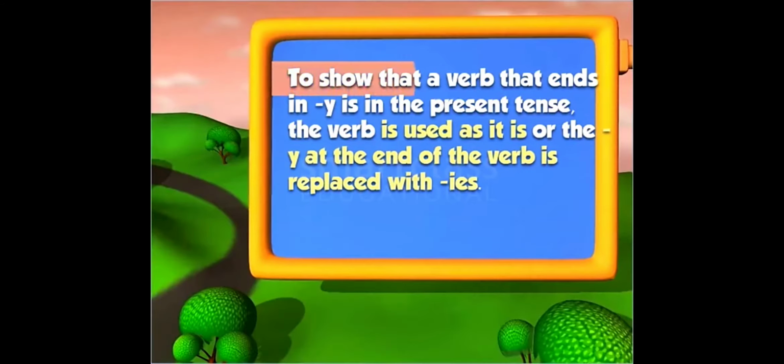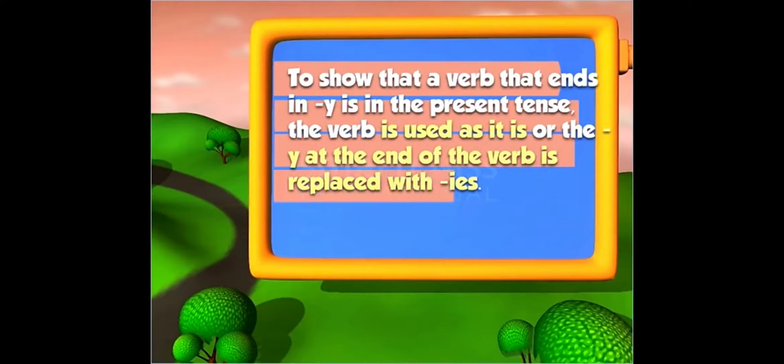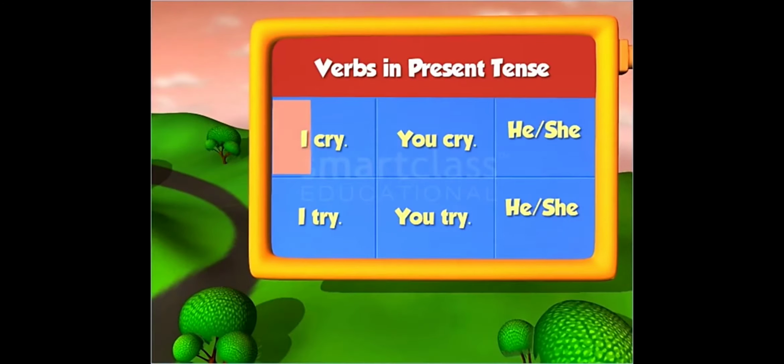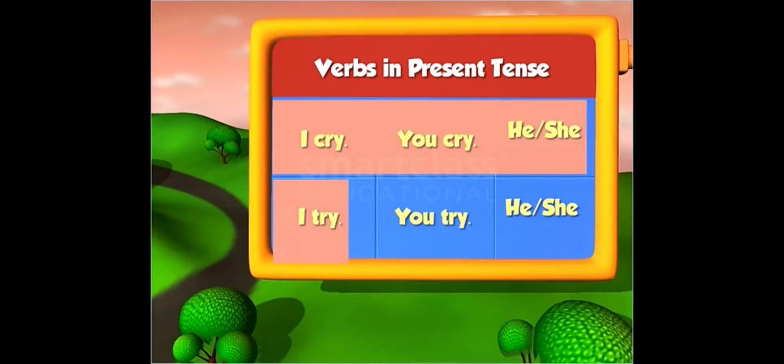To show that a verb that ends in Y is in the present tense, the verb is used as it is, or the Y at the end of the verb is replaced with IES. Here are some examples. I cry. You cry. He or she cries. I try. You try. He or she tries.